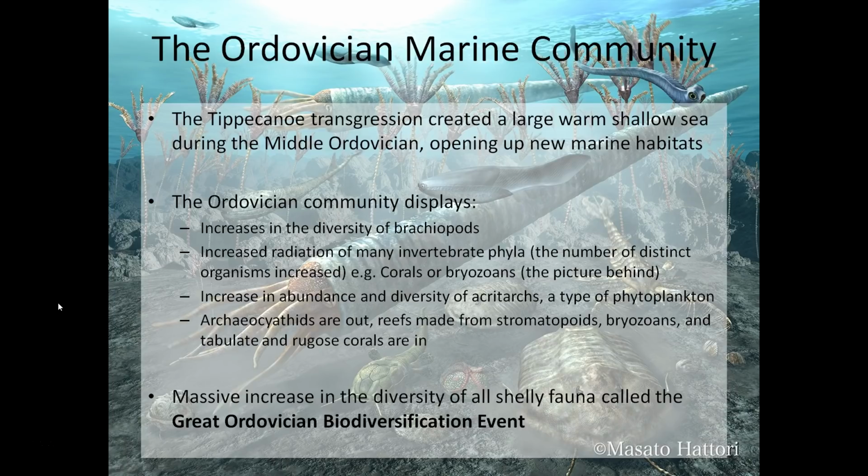So the Ordovician community displays increases in the diversity of the brachiopods. We see increased radiation of many invertebrate phyla. So we see the number of distinct organisms increased. We see corals or bryozoans, pictured behind. We see increases in abundance and diversity of the cryptostomes, another word that I'm about to muck up here. Receptaculitids, a type of phytoplankton, and we see archaeophytes are out and reefs are beginning to be made from stromatoporoids, bryozoans, and tabulate and rugose corals.